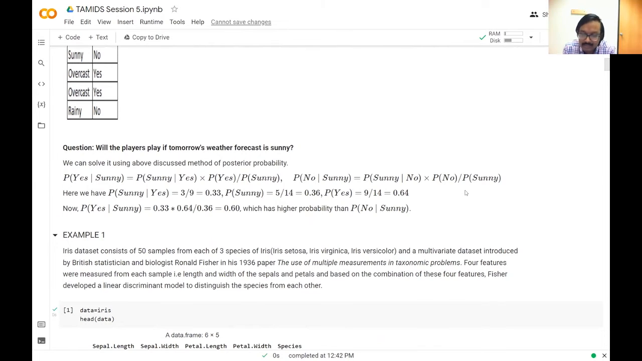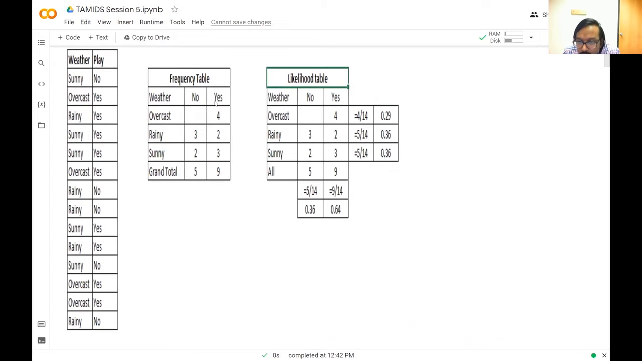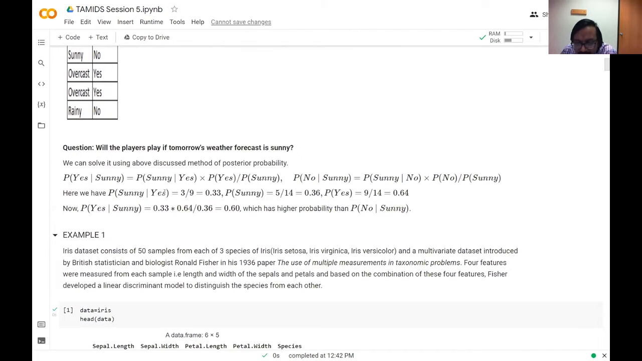But since this is just a toy example, I'm going to calculate the exact probabilities and see how we work through it. So the first one is the probability of sunny given yes. So if we go to the frequency table, we know that the players played, that means the outcome was yes, on 9 days. 3 out of these 9 days were sunny. So the probability of sunny given yes is 3 out of 9, which is 1/3.